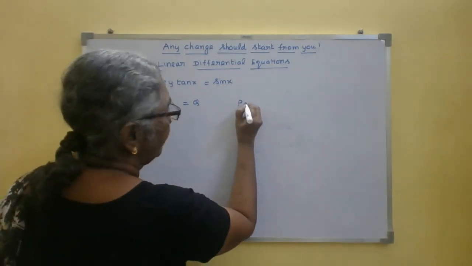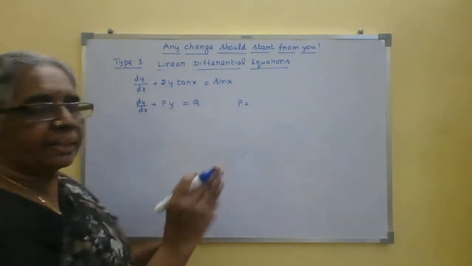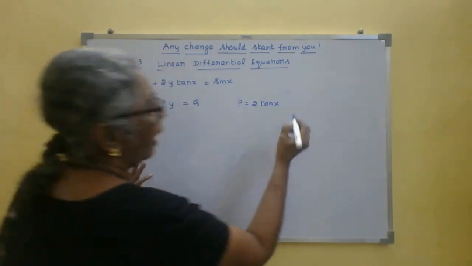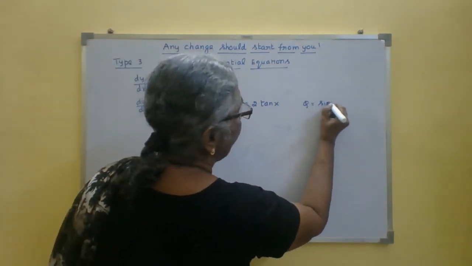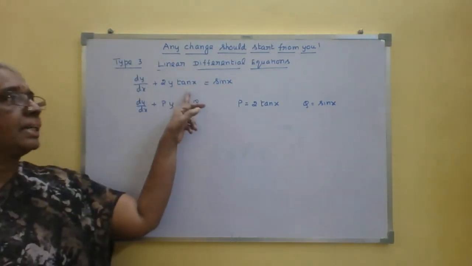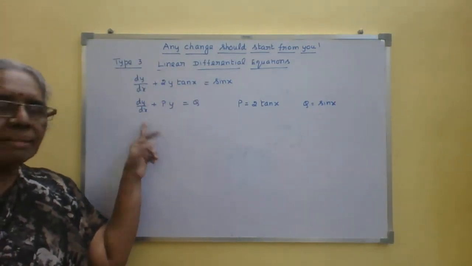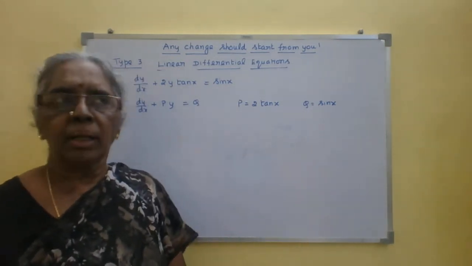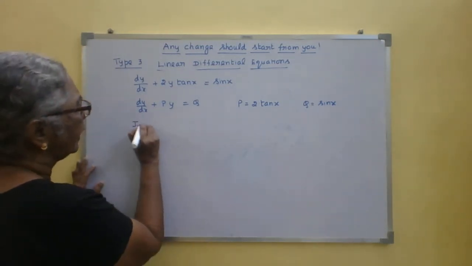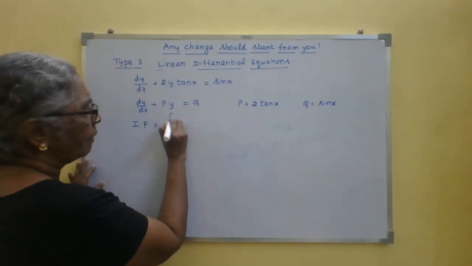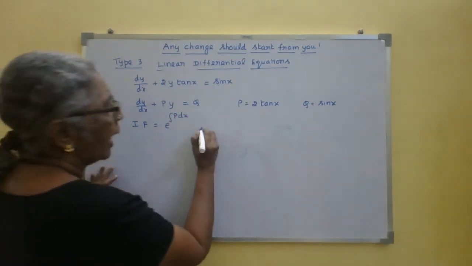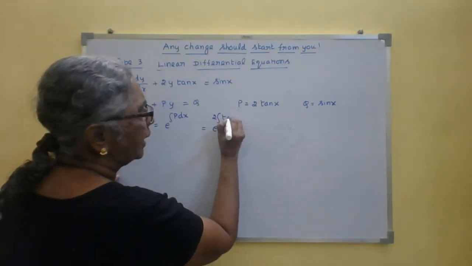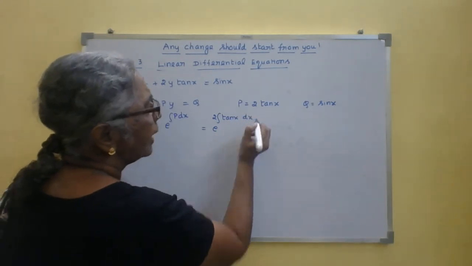Here the p will be 2 tan x because that is the coefficient of y. So the p is 2 tan x and the q is equal to sin x. So you can write the given differential equation is of the form dy by dx plus py is equal to q, where p is 2 tan x and q is sin x. Now you know you have to find the integrating factor, that is e power integral p dx. That will be e power integral 2 tan x. Let me write the 2 outside the integral, tan x dx.